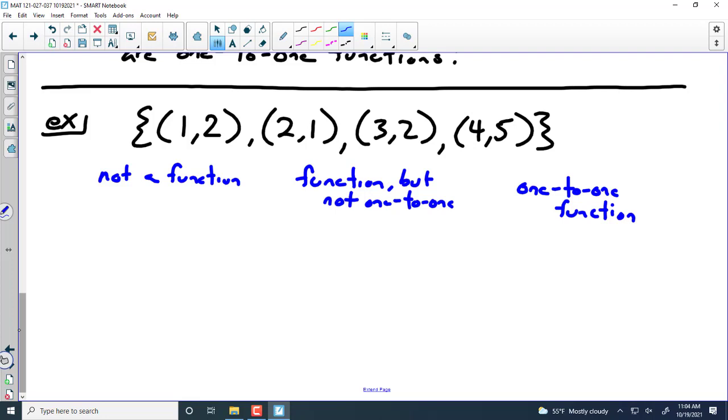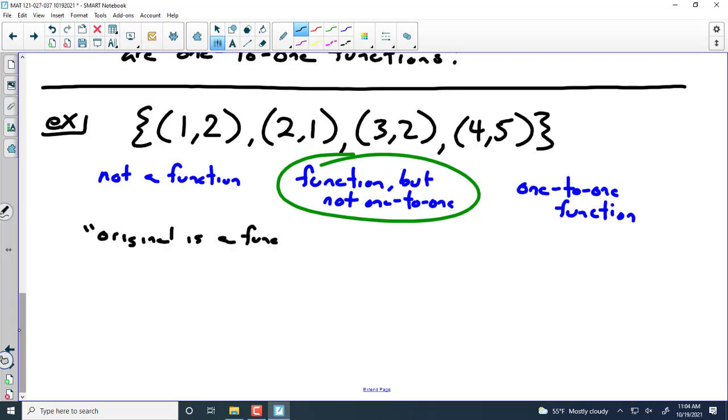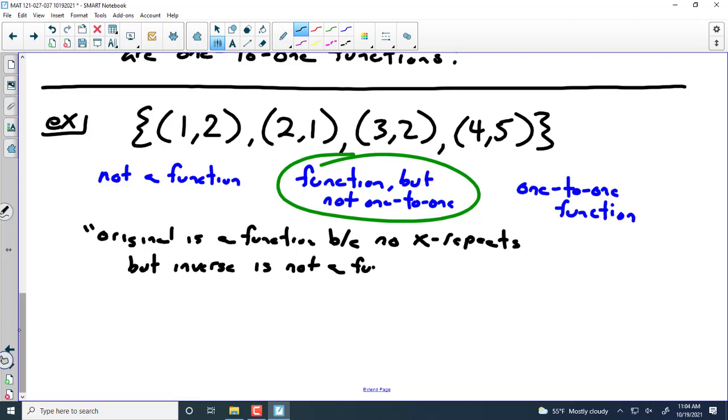Well, we're doing all right today. Very good. It is a function, but it's not a one-to-one function. And our little verbal explanation for that is: original is a function because no x repeats, but inverse is not a function because y repeats. That's it. That's why we know. And we can do the same thing with graphs.